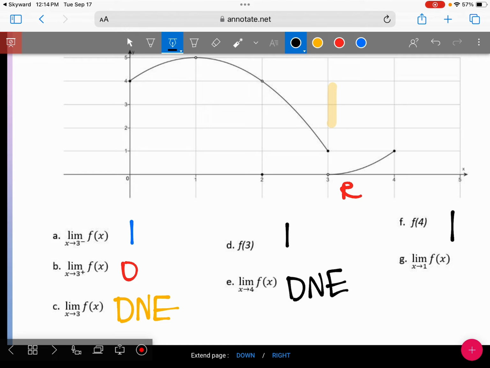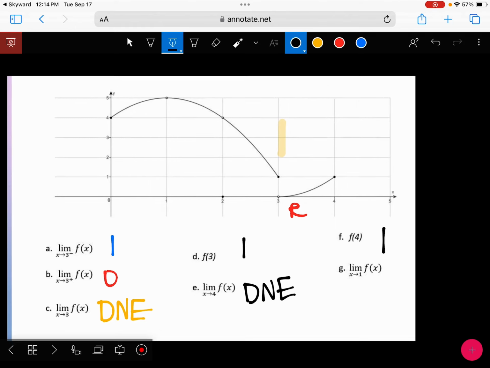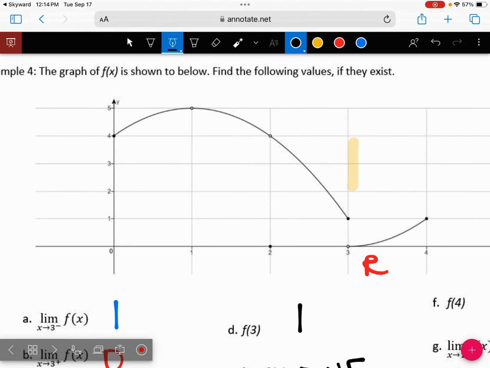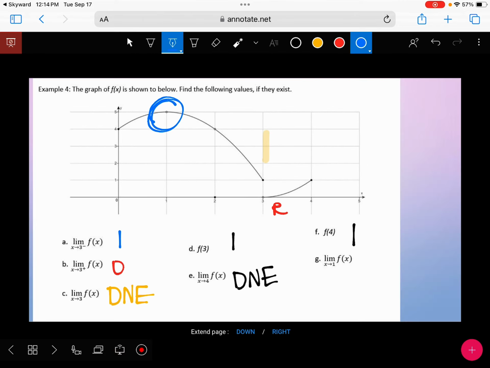And then lastly, the limit as x approaches 1. What's happening at 1? What kind of discontinuity do we have right here? A removable. That's the only one that does have a limit. So you should have written 5.